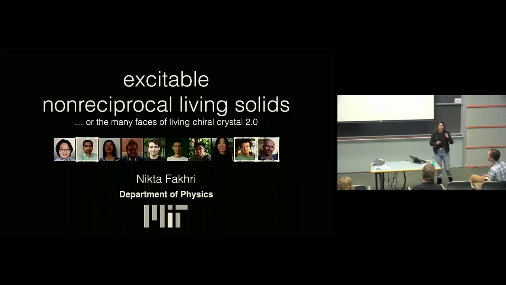Okay, so I'm going to show you how distinct mechanisms of chiral symmetry breaking at the microscopic scale can give rise to the breaking of non-reciprocity at the macroscopic scale, and how that emerges in very different ways. You can get either displacement type oscillations in the phase space, or velocity oscillations, and this is what we're going to try to unpack and see how that comes about.